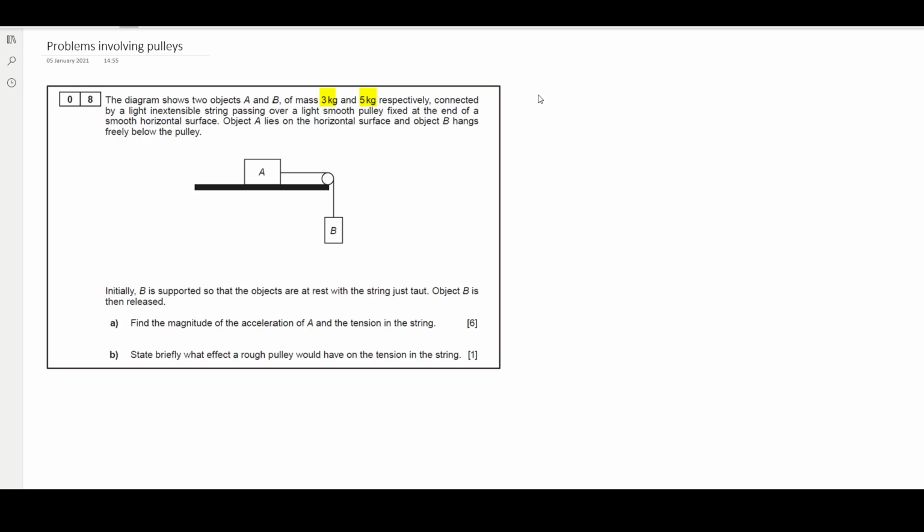What we're going to need to do is find the magnitude of the acceleration and the tension in the string. In part B, a little 1 marker, we need to just state what the effect of a rough pulley instead of a smooth pulley would have on the tension in the string. Pause the video here, and when you're ready, unpause to look at the worked solution.